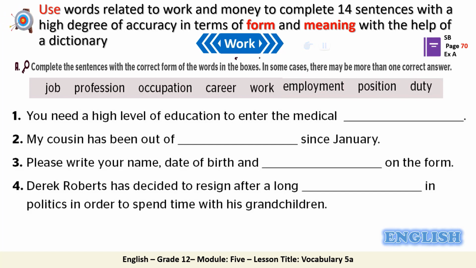Well done. Let's correct. Which word have you chosen for the first sentence? Excellent. Profession. Can you tell me which word fits in the space of the second sentence? Exactly. We can use work or employment. Then which word fits in space 3? That's it. Occupation. As for sentence 4, you can use the word, exactly, career.